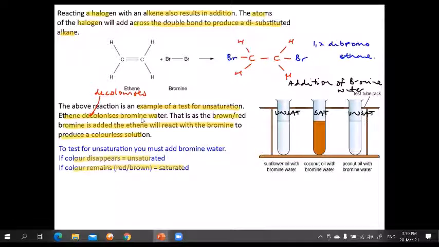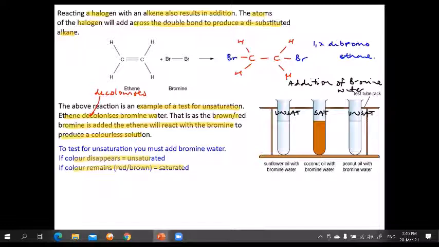Usually the bromine is not going to be pure bromine because it's a little dangerous to deal with in pure form, but we can still deal with bromine water, which has the natural red-brown color that normal bromine would have in its pure state. The alkene will react with the bromine, and then it will produce a colorless solution.